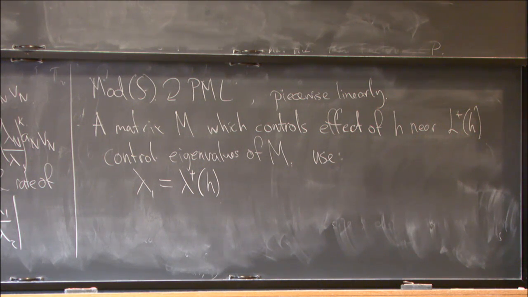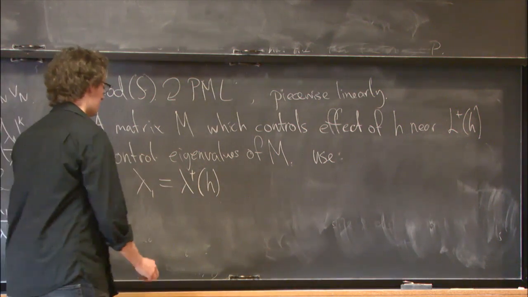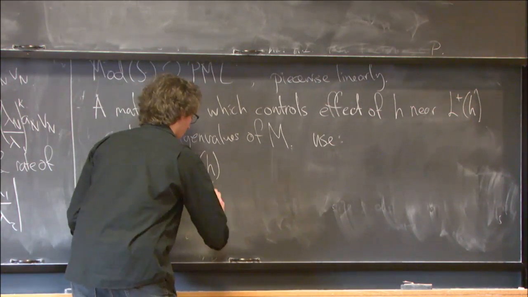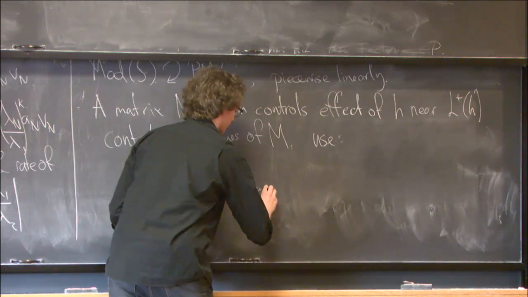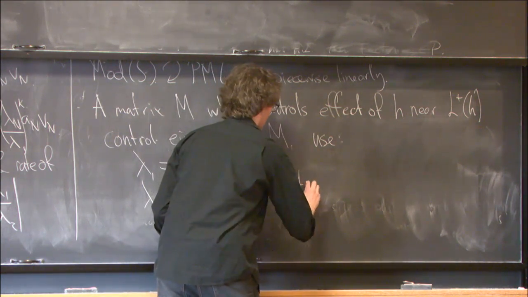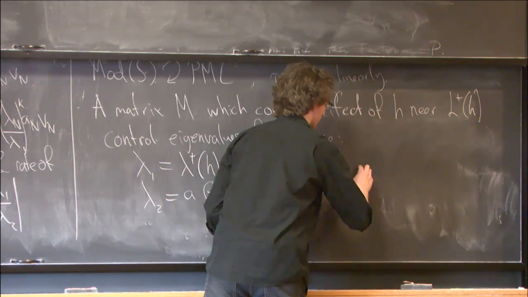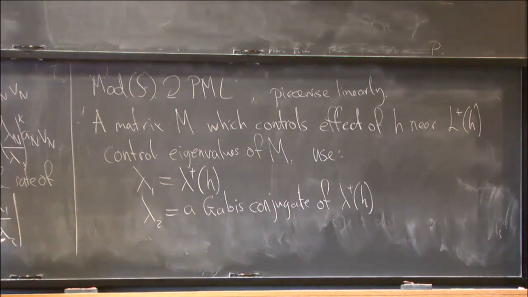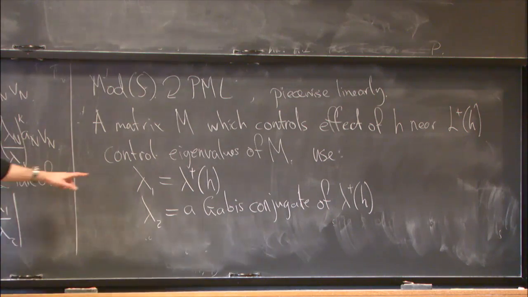So in actual fact, we're going to use not just the dilatation, but some other Galois conjugate of the dilatation, because these things are going to be eigenvalues of my matrices as well. So this top eigenvalue is going to be just the dilatation, and this second eigenvalue is going to be a Galois conjugate of the dilatation.